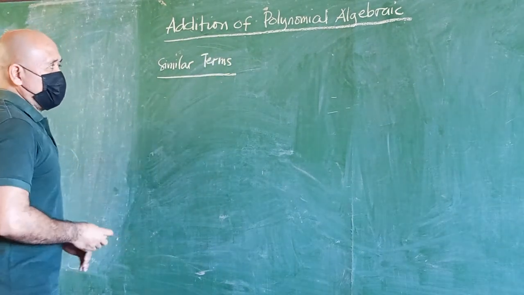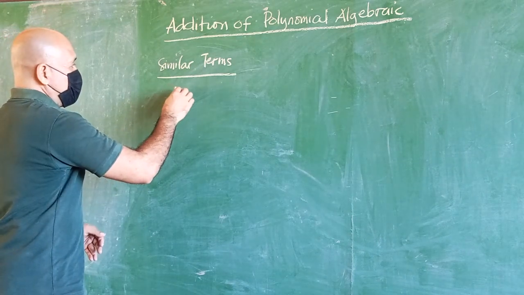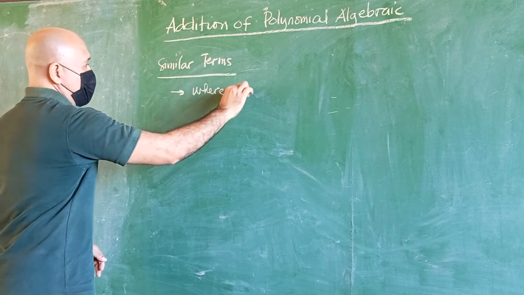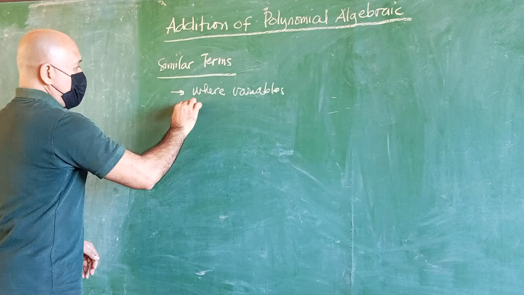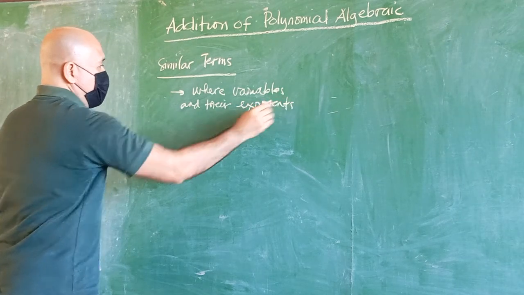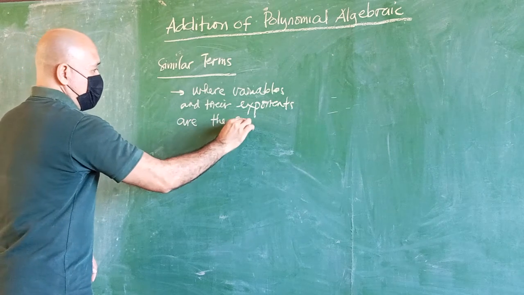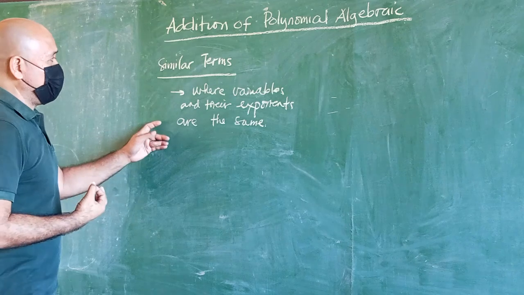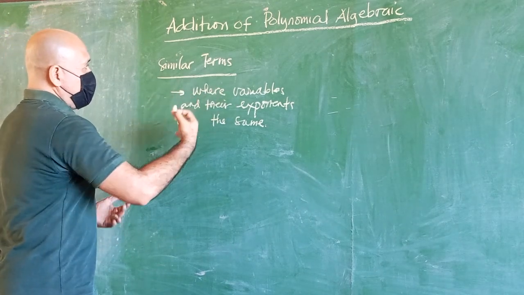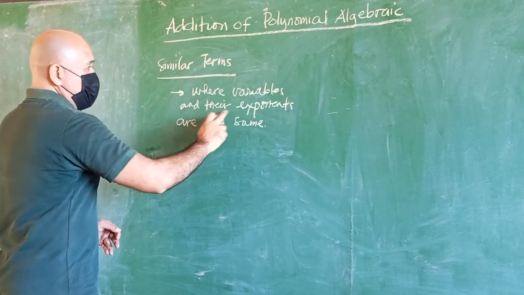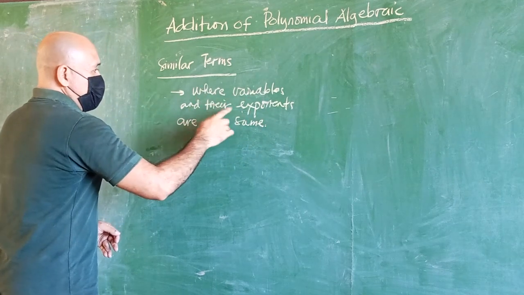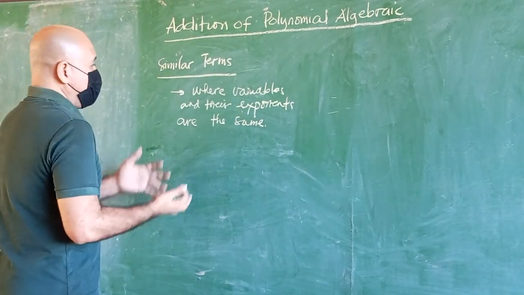Okay, so in algebraic expressions, there is what we call similar terms. These are algebraic expressions where variables and their exponents are the same. Please remember this one, because this idea will help you when adding polynomial algebraic expressions. Okay, so similar terms, these are algebraic expressions where variables and their exponents, it means here that the exponent of the variable, are the same. Okay, so this is the idea.